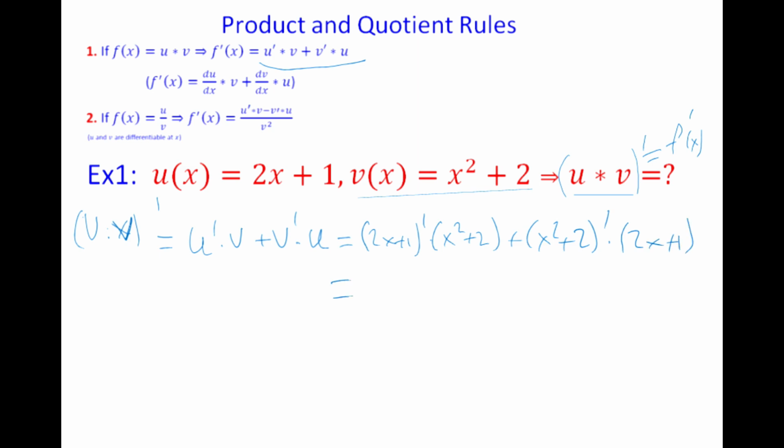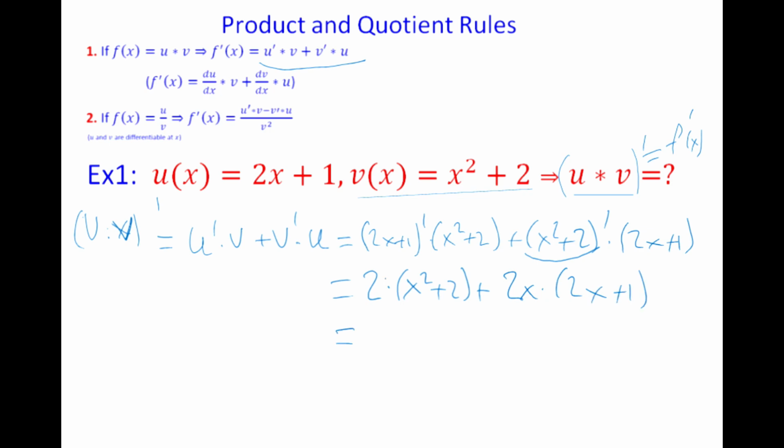So the derivative of 2x plus 1 is going to be just 2, right? 2 times, in parentheses, we have x squared plus 2, plus the derivative of x squared plus 2. 2 is a constant, so we're going to have from x squared just 2x. So 2x times 2x plus 1, guys.